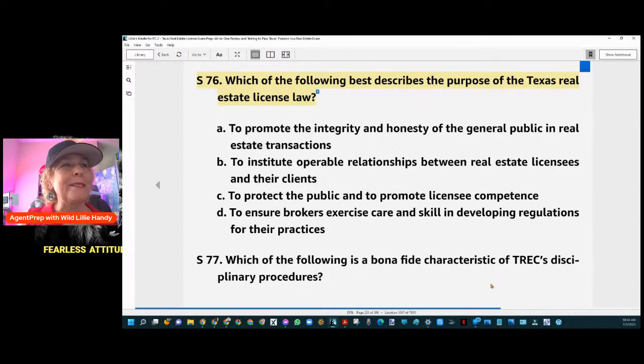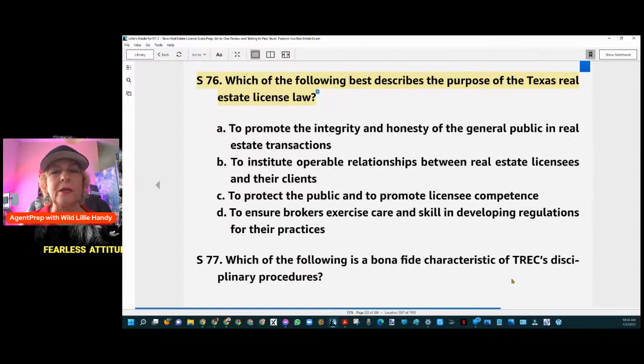Number 76. Which of the following best describes the purpose of the Texas real estate license law? A, to promote the integrity and honesty of the general public in real estate transactions. B, to institute operable relationships between real estate licensees and their clients. C, to protect the public and to promote licensee competence, or D, to ensure brokers exercise care and skill in developing regulations for their practices.